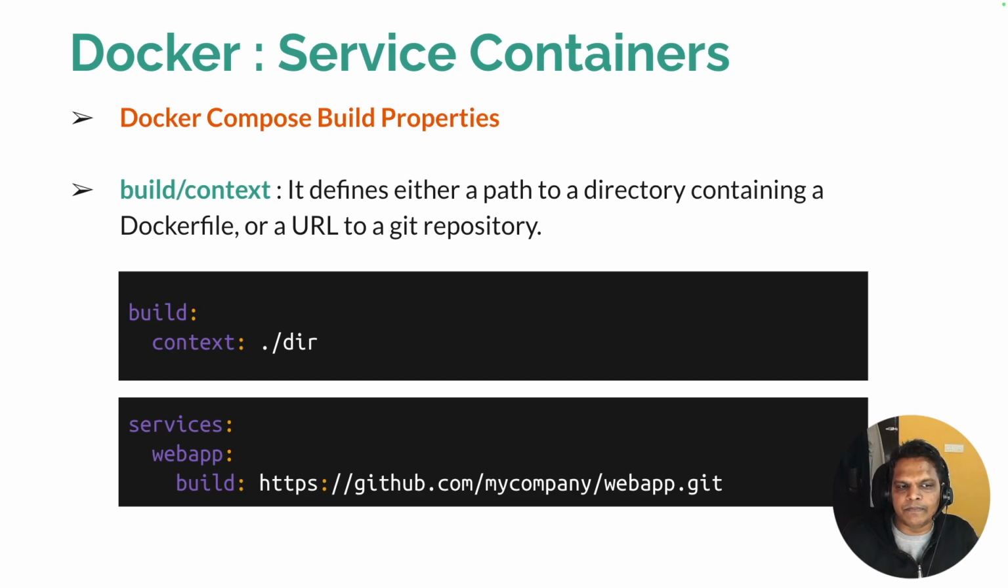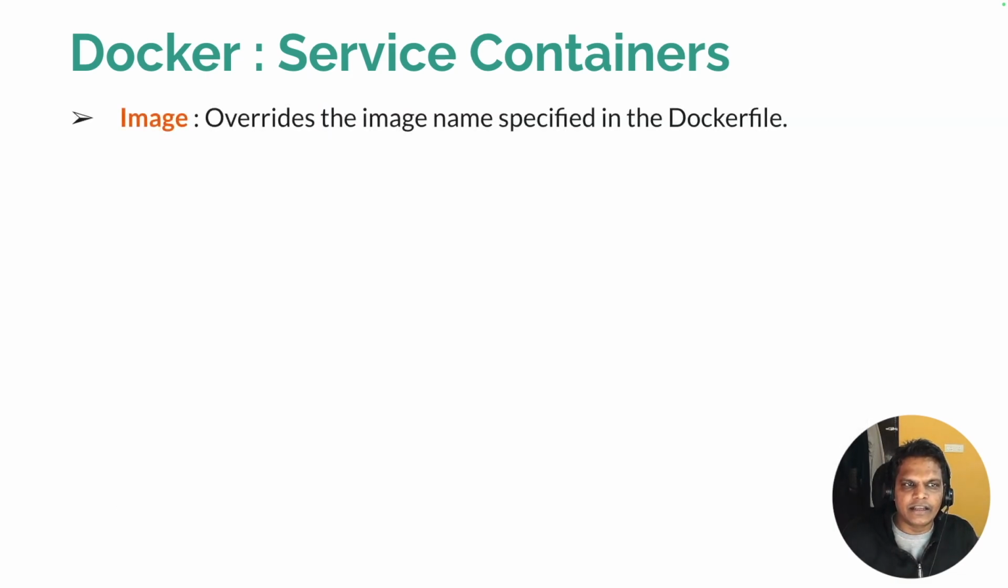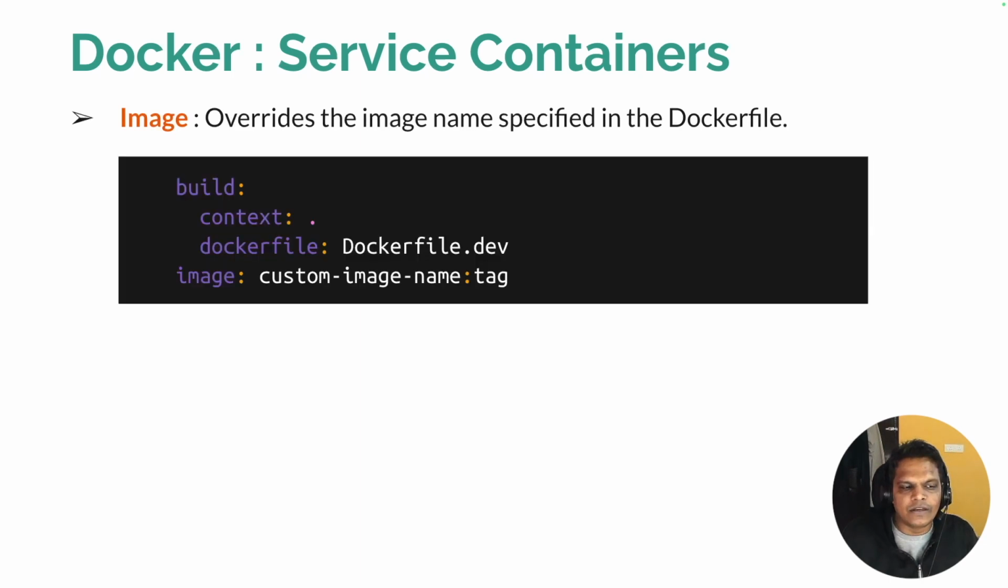So this is just a simple Git location, but this is the way, whenever you are working with the directory or you are working with the Git location, how you can define the path of your Dockerfile in your docker-compose.yaml. The next syntax is the image, right? Image overrides the image name specified in the Dockerfile. So whatever name you want to declare for your Docker image, you can define that name within the image tag. And the syntax will look like this.